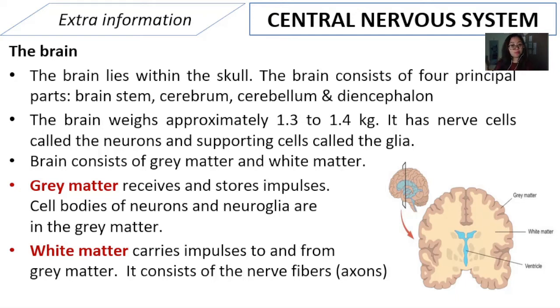So kalau kamu potong belah otak tu, kamu boleh nampak dalam otak ada part yang macam kelabu-kelabu, ada part yang macam putih kuning macam tu. Yang kelabu-kelabu itu adalah gray matter, collection of cell bodies, dan yang kuning putih itu adalah white matter, itu mengandungi axon-axon. Let's move on to the second extra information slide.